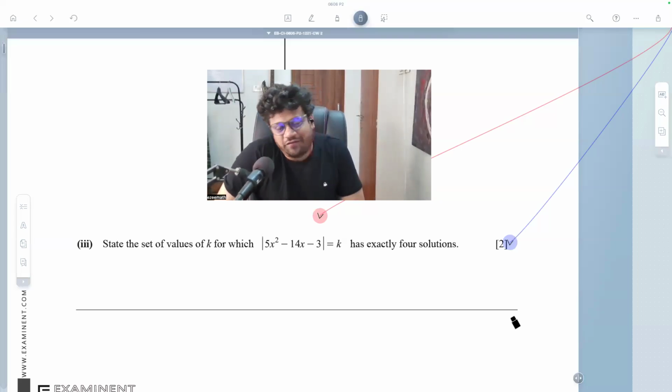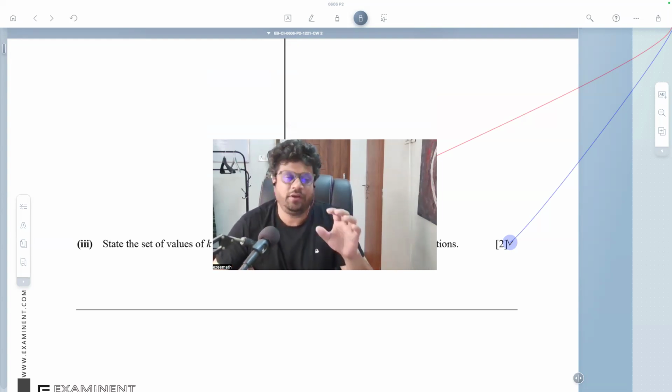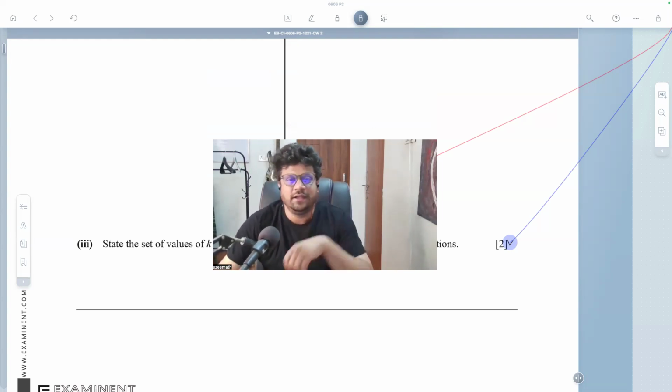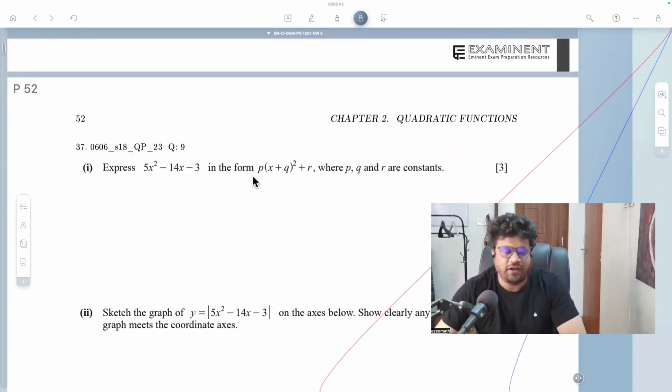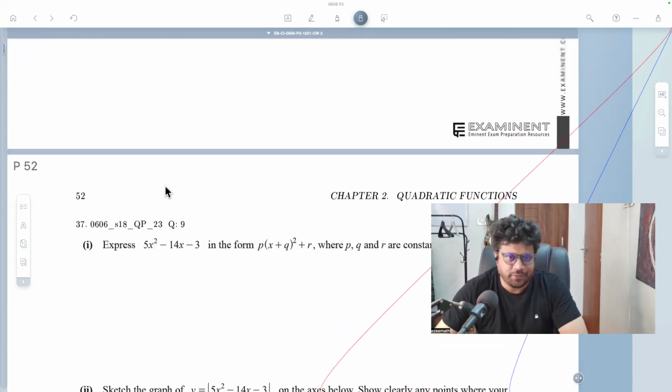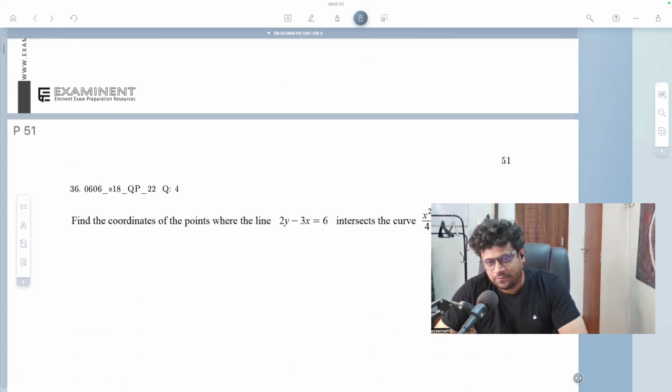Okay, so these were a few questions that I wanted to discuss. There are a lot of them in this particular book, and I will put up the link to this book for you to practice questions. You're supposed to look for them in chapter 2, quadratic functions, and of course, you can go solve a few more of these to get a hang of them.